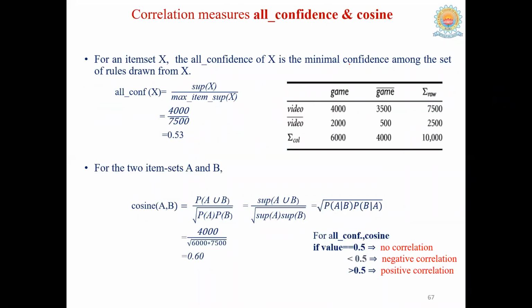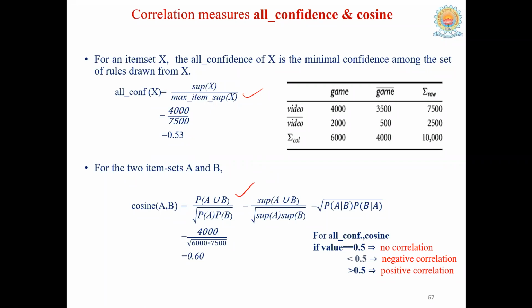And let's come to the other two correlation methods, all confidence and cosine. Here is the formula for the all confidence method, and this is the formula for the cosine among the itemsets A and B. And for the same example, let's find the value for the all confidence measure.